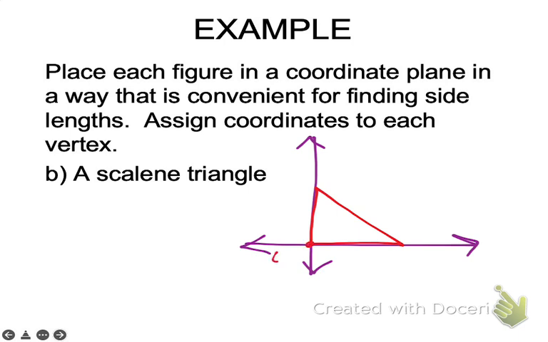So here I have 0, 0. Here we have 0, y. And here we have x, 0. If this would have said isosceles, then what would need to be true about this variable? They would have to be the same length. So if this is x units, then this has to be x units. Does everybody see that? Okay.